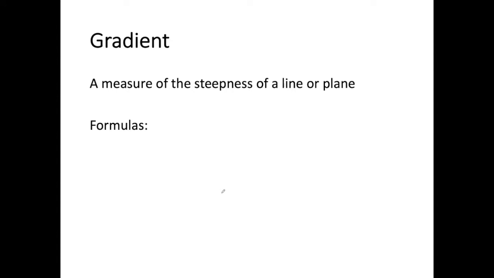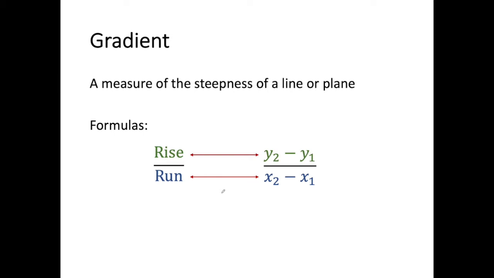Now, to calculate the gradient, we use the formula rise over run, or we use the formula y2 minus y1 over x2 minus x1. And those two formulas that you would have seen before are linked. The rise is the y2 minus y1 value, so how far up the y-axis it is going. Run is equivalent to x2 minus x1, so how far along the x-axis does it run?